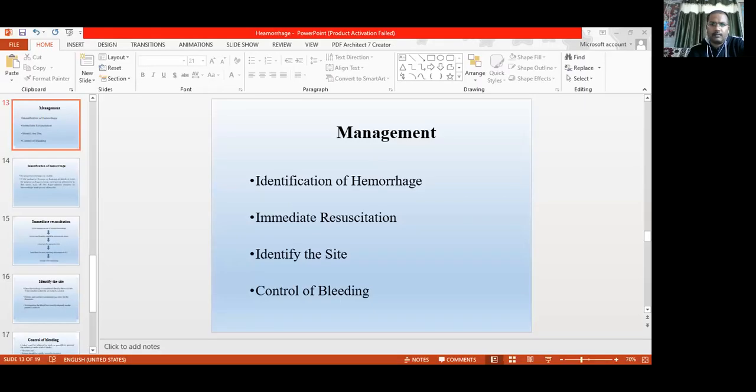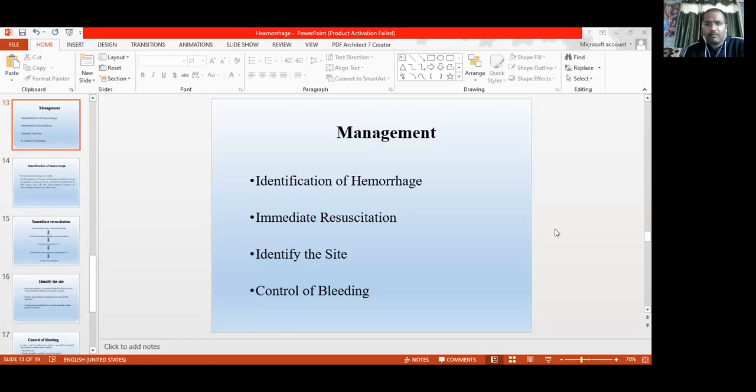Hemorrhage conditions. So the management. There are four things which are very important, which means step by step we have to keep in mind. First, we have to identify the hemorrhage, which means when you have the patient.